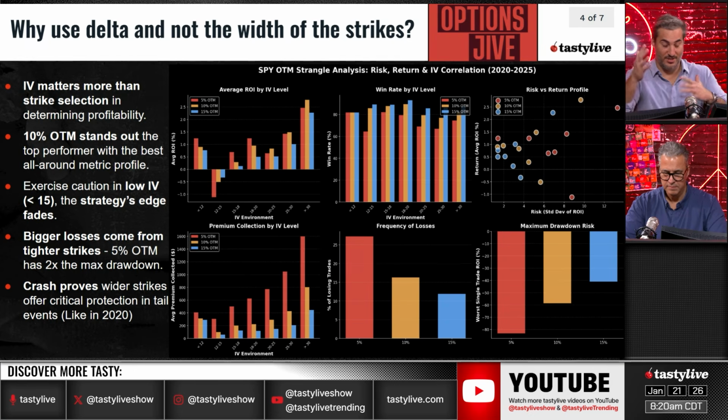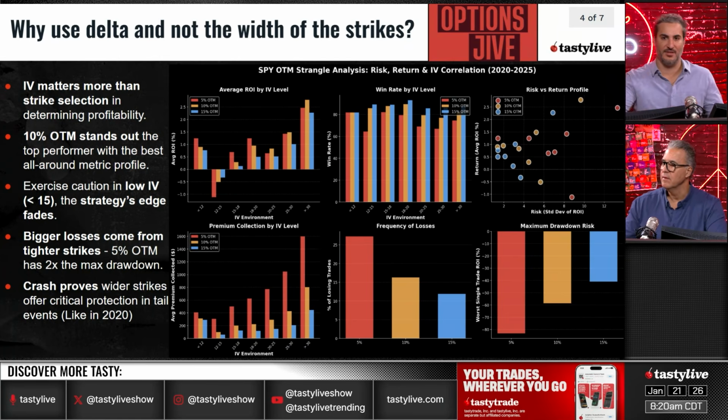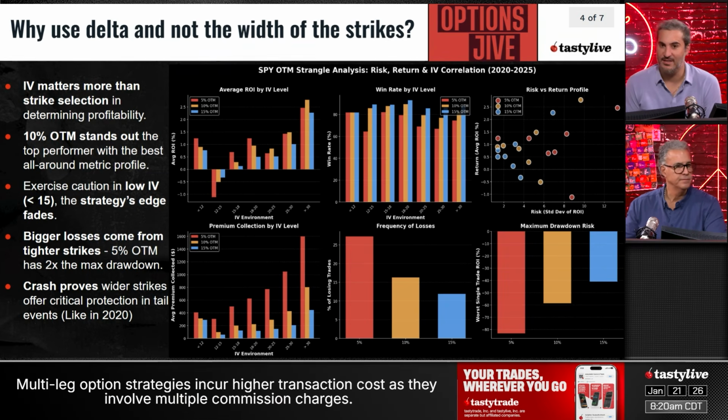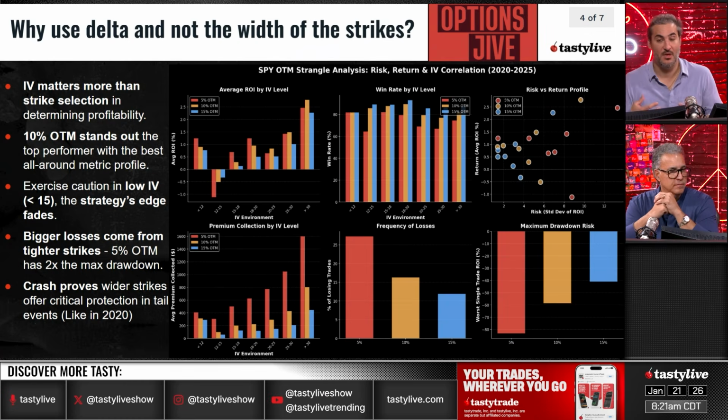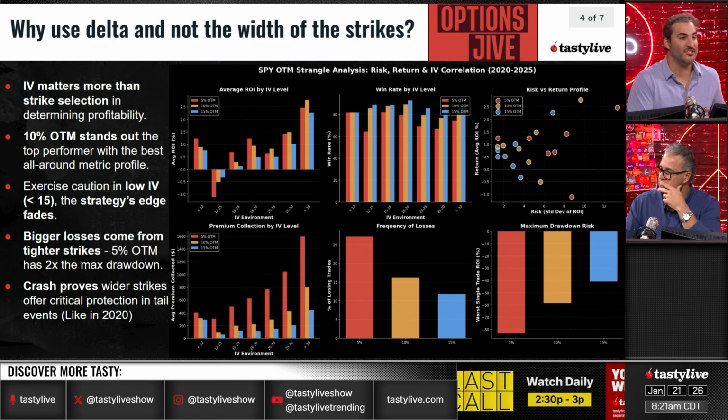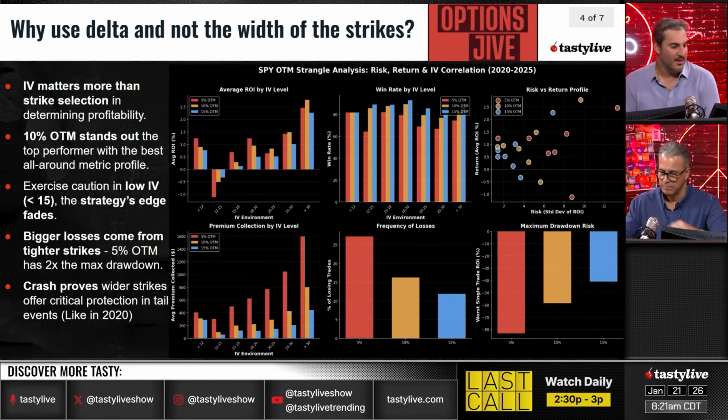Then there's the change in volatility. Like yesterday, we were looking at 30-ish delta options because you wanted to capture some of that volatility. This is looking at a wide data set. In low volatility, that's obviously where we try to limit position sizing. We talk about using a lot less capital when volatility is low, because the risk-reward skews against you as volatility contracts. Bigger losses come from tighter strikes.